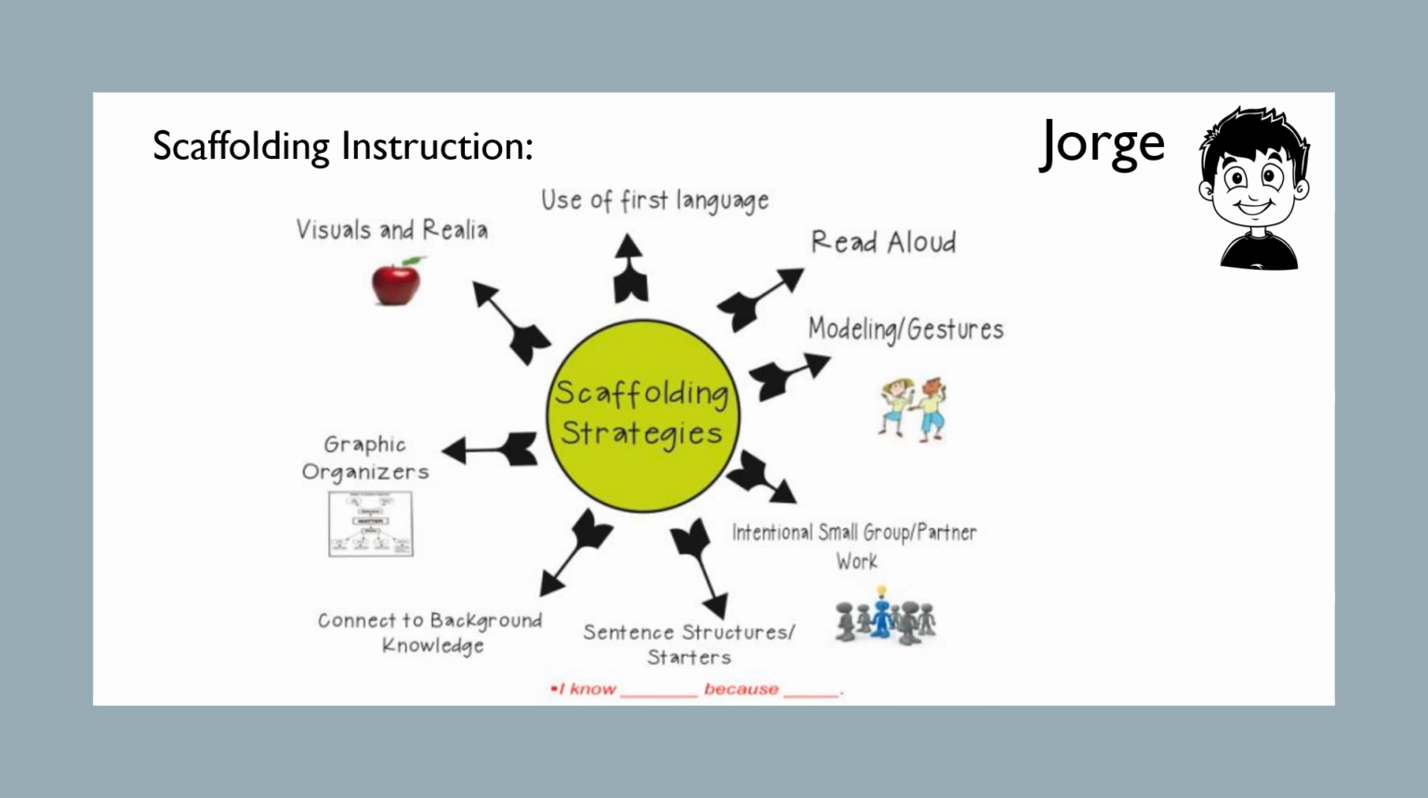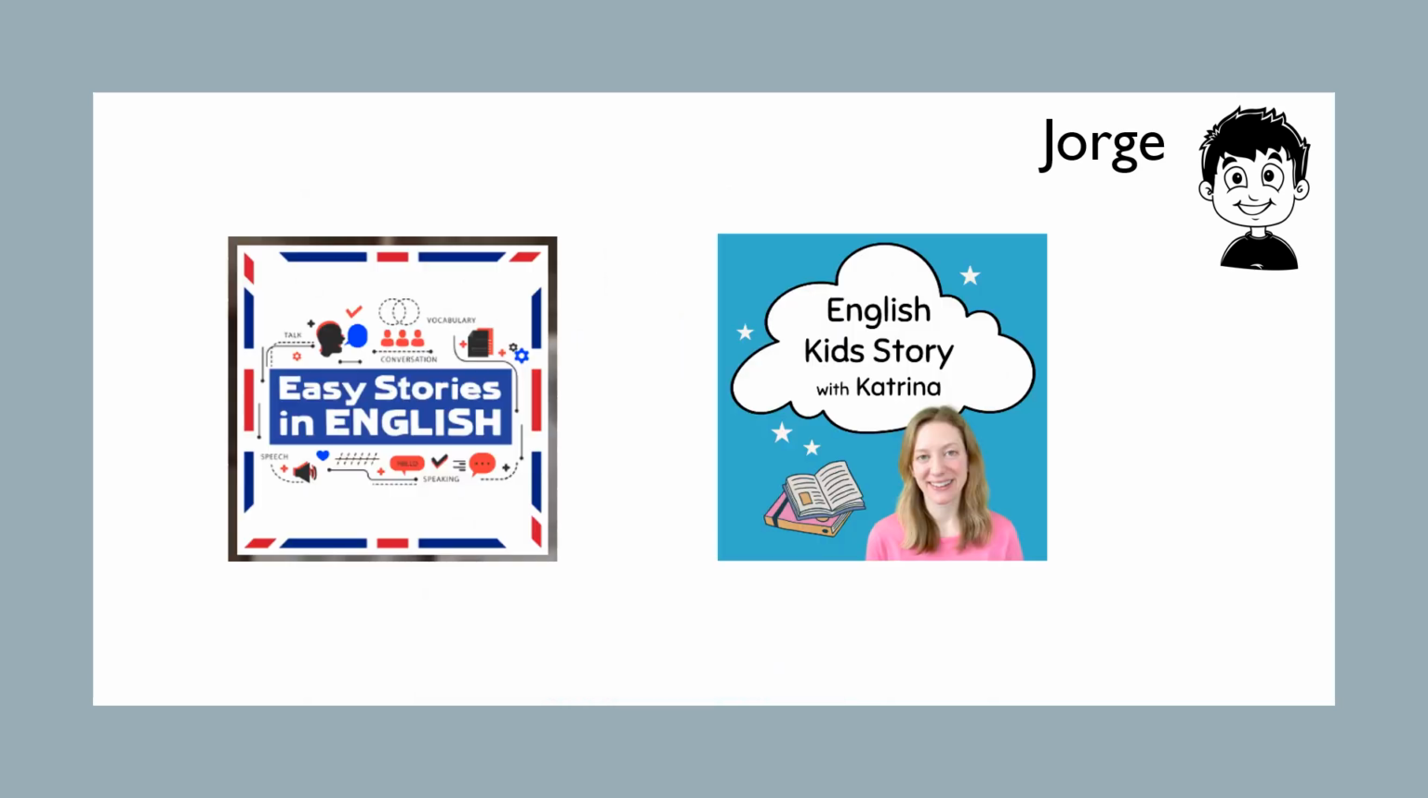Moving clockwise, there are many options such as podcasts and audiobooks available for Jorge to listen to that help him learn English. One of these is called Easy Stories in English. I like this one because it offers beginner, intermediate, and advanced stories that are good for different English learners. The other podcast I found is called English Kids Story with Katrina. This one is a bit young for Jorge, but it does have an ELL focus, so it may help him during the first month or two of being in Canada.